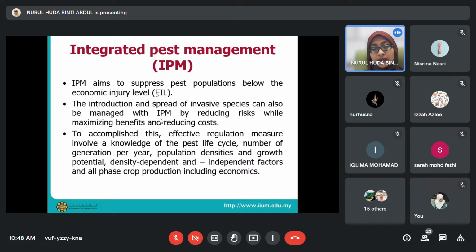So you imagine kalau hasil yang kamu dapat bila kamu tanam sayuran ke apa-apa adalah sama dengan cost bila kamu manage the pest. Okay, so maksudnya dia tak balik hasil pun lah. Orang kata dalam bahasa Melayu ni dia tak ada dapat hasil apa-apa. Sebab hasil yang kamu dapat tadi sebenarnya adalah sama banyak dengan cost. Okay, so we want to avoid that. So IPM ni adalah so that sebelum they reach EIL level, we already can control or suppress the pest population. Otherwise, kamu tanam sayur pun tak ada guna, right? Sebab hasil tak dapat. Okay. So that's the aim.